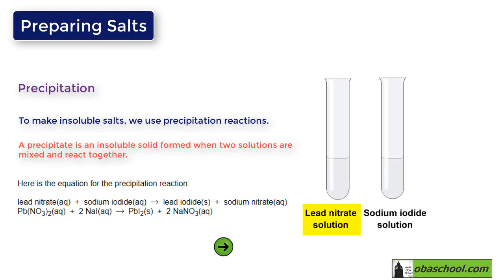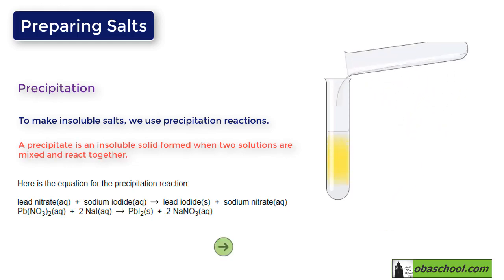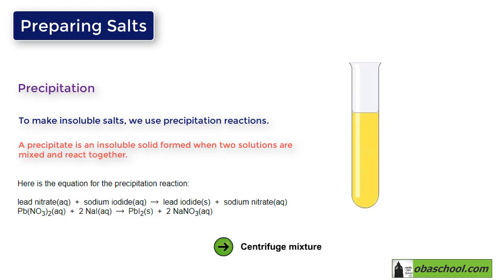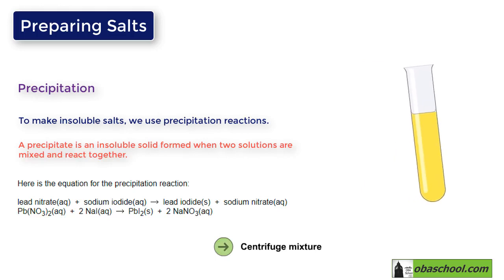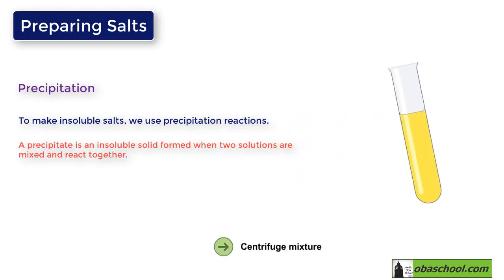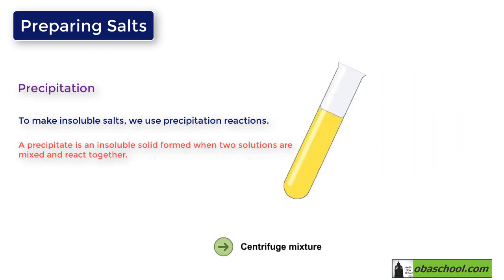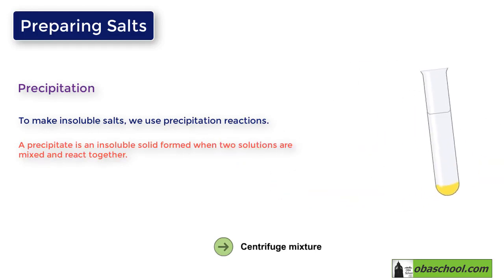We have lead nitrate solution and sodium iodide solution in two tubes. We added the sodium iodide to the lead nitrate and then we centrifuge the mixture. We centrifuge the mixture for separation. You can see that they are starting to separate and a precipitate is formed at the bottom of the tube.